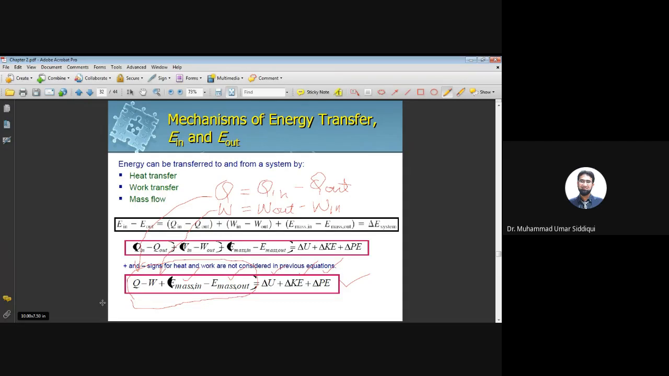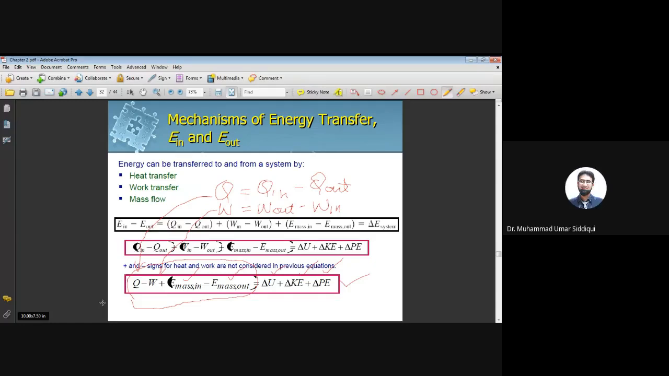Before moving forward, I need to know, is there anything which is not clear to anybody in the development of this equation of the first law of thermodynamics? You can ask. Yes, sir.